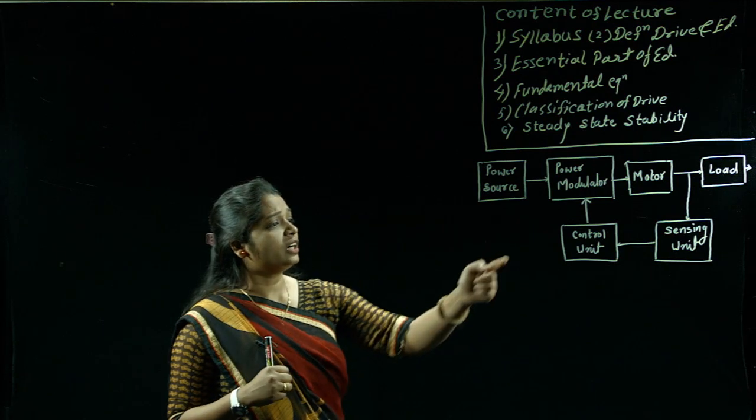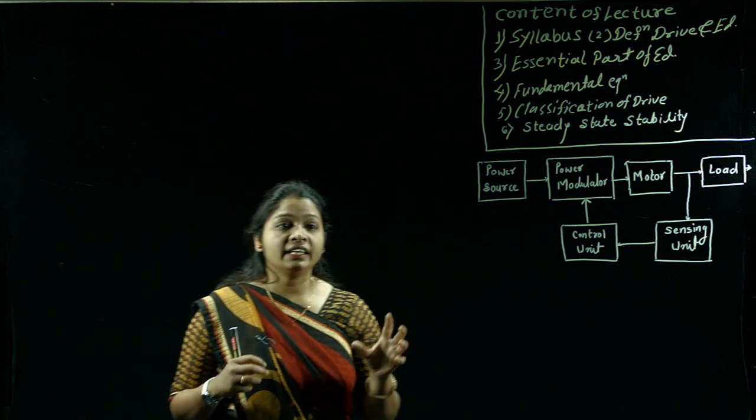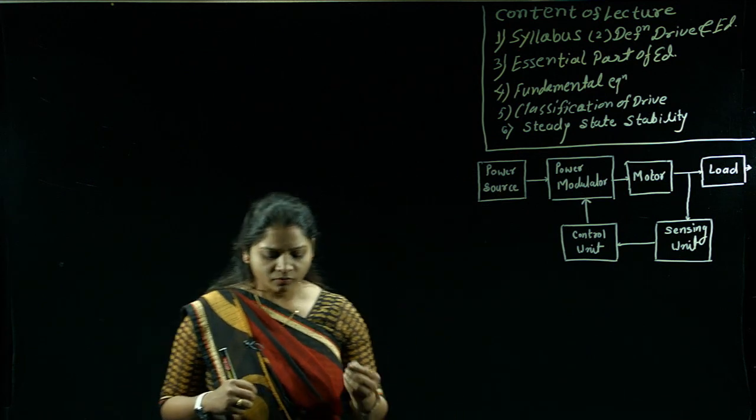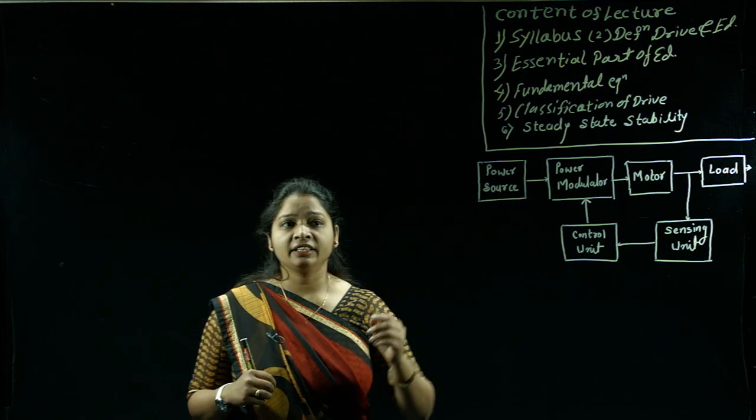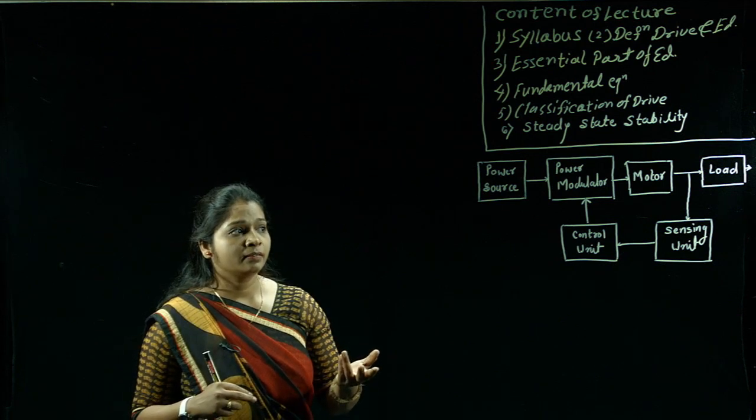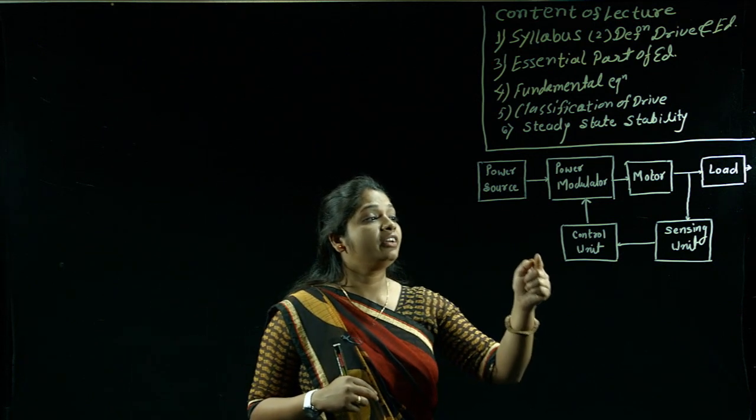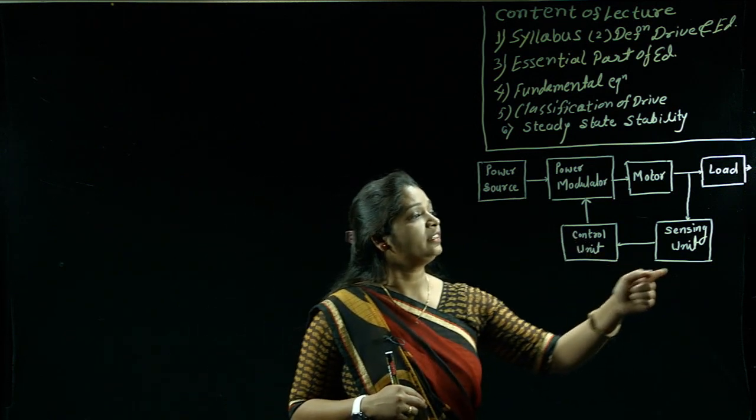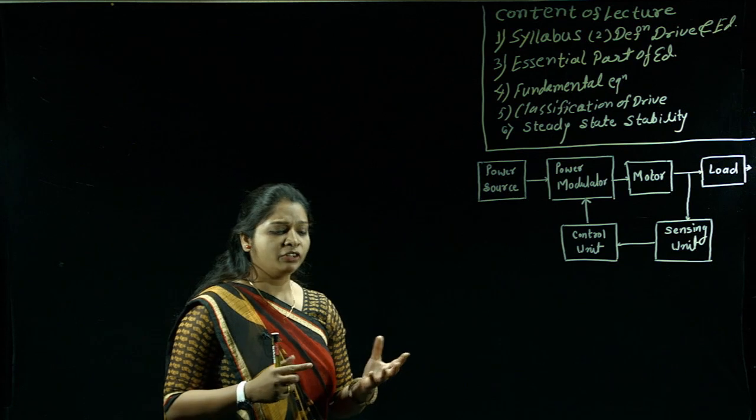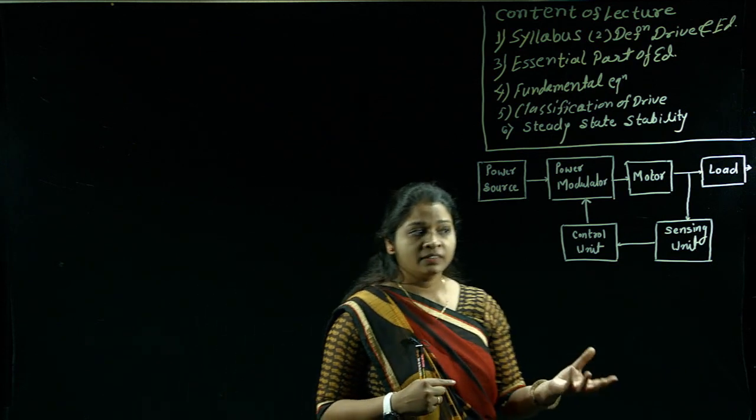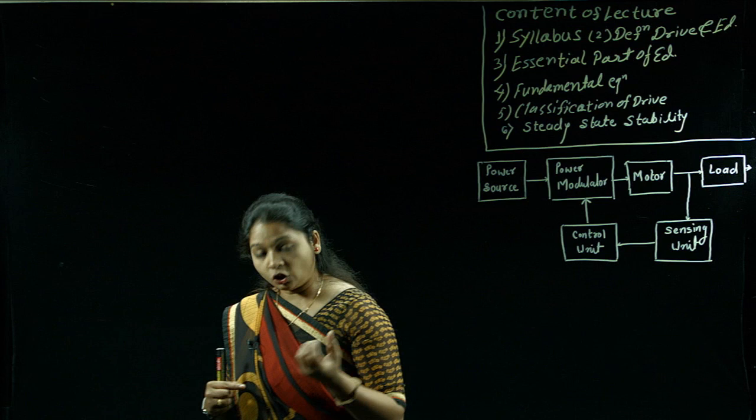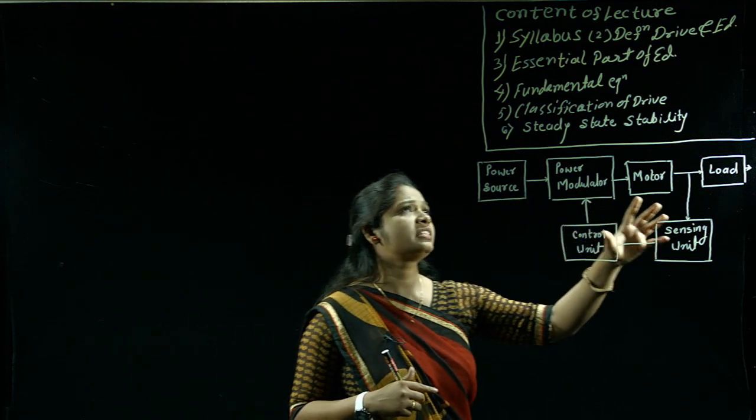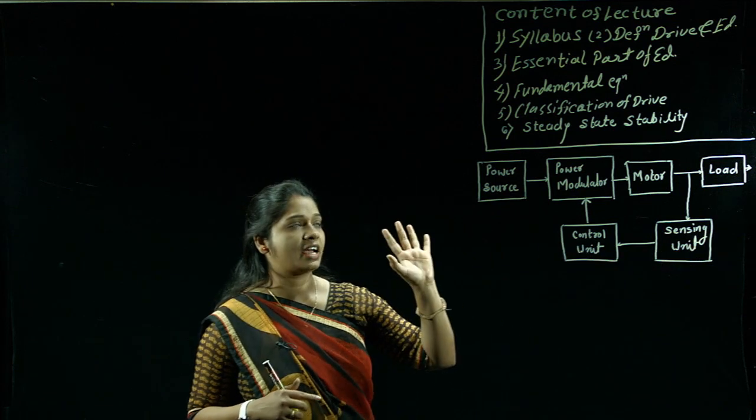Next, the control unit. We need a control unit for controlling the power modulator. For example, sometimes it is a rectifier, then we need to control the firing angle. For that purpose, we require a control unit. Also, we require a sensing unit, because sometimes we need to sense the speed, we need to sense the torque. So a sensing unit is also required. These are the basic essential parts of electrical drive.